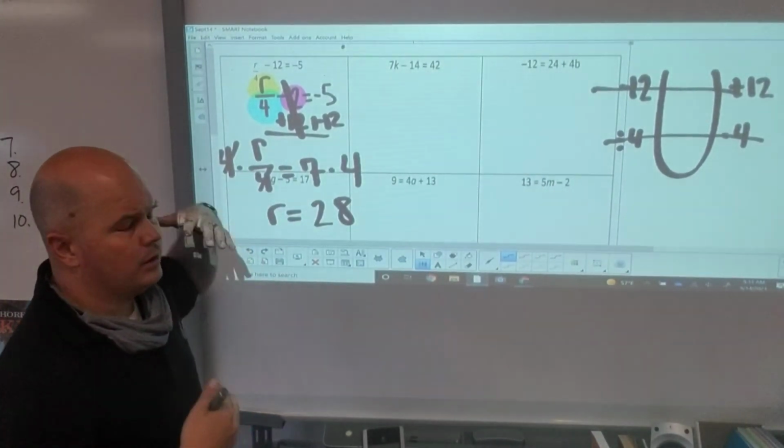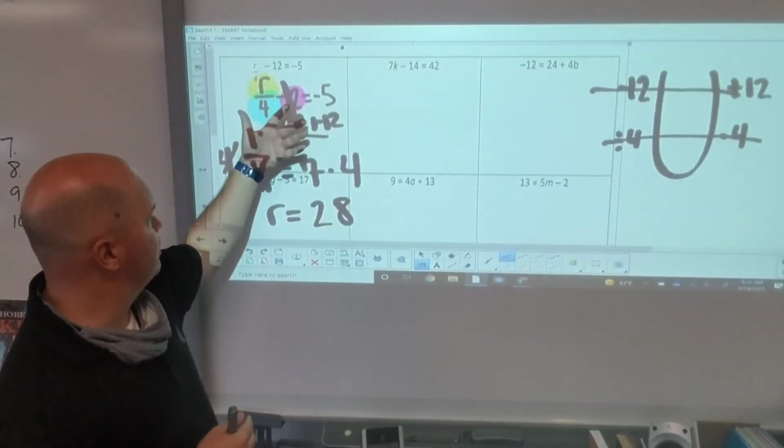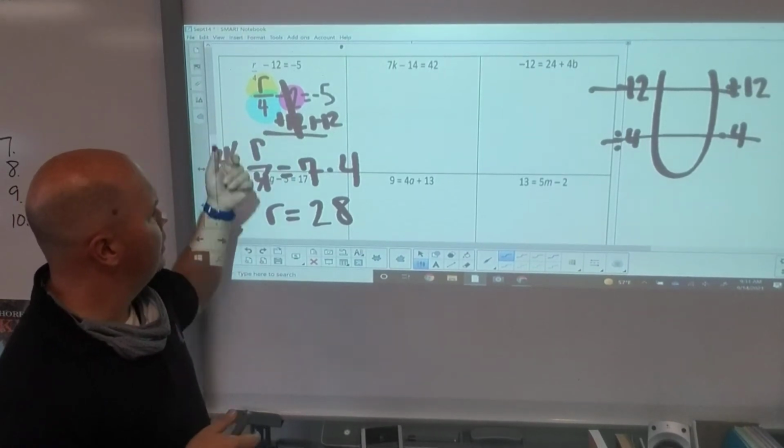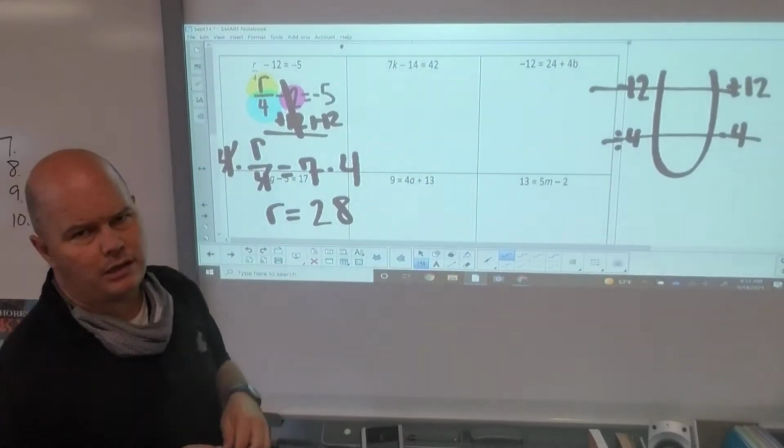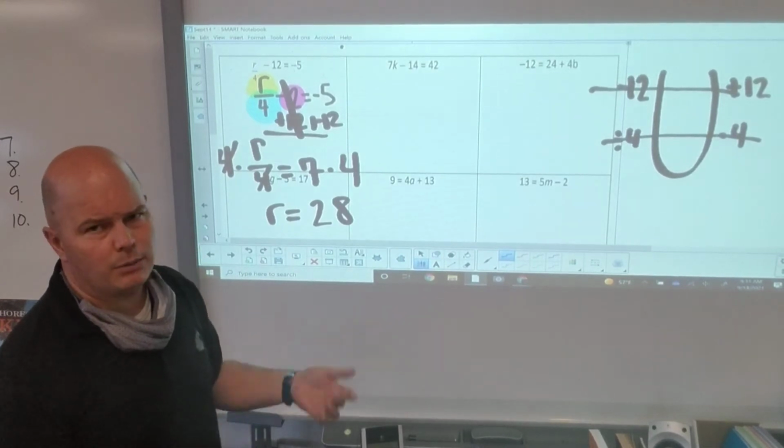So I identify the 2 operations that are happening, a subtraction in this case, and division, and then I make my chart to track what I need to do. I'm going to add 12, I'm going to times by 4.